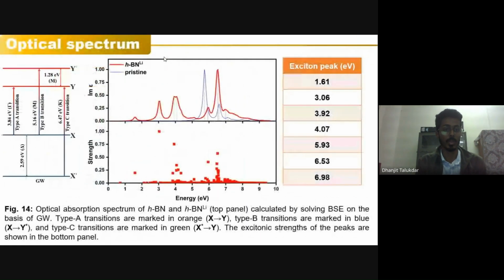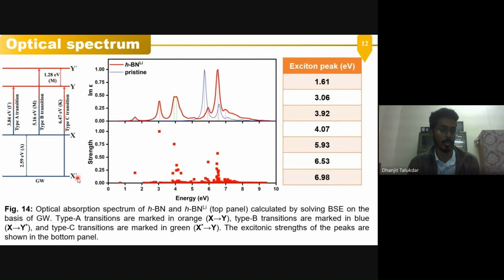Next, we have calculated the optical absorption spectrum of the material. Because of these two defect states, the X state and Y state, there are possibilities of intra-gap transitions in the optical spectrum. A transition may take place between the X and Y states, that is, the defect states. We have named it a type A transition. Type B transition takes place between the X state and the intrinsic conduction band state, the Y star state.